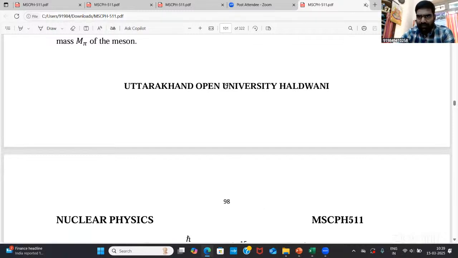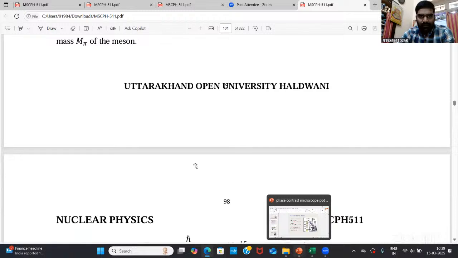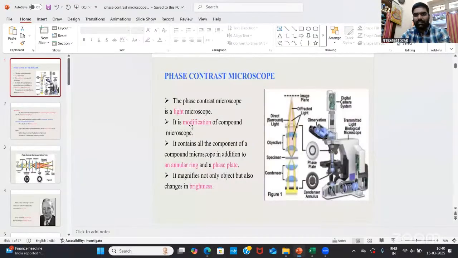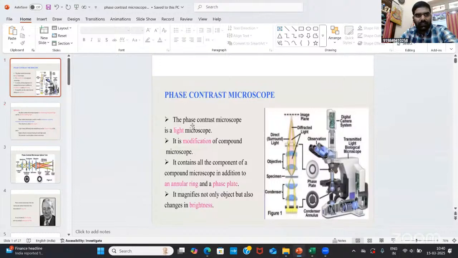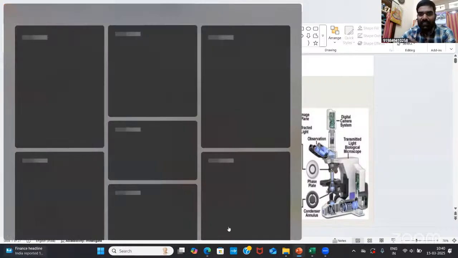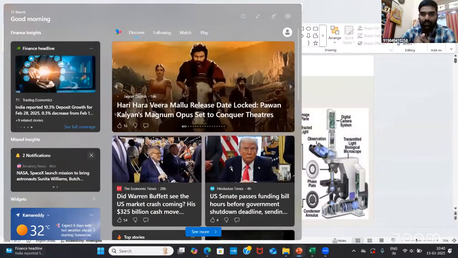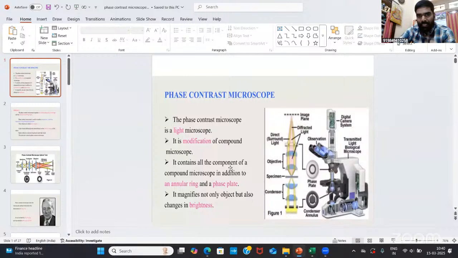We will discuss some techniques, starting with the phase contrast microscope. This is the fifth unit, I think, of your syllabus. We will try to explain some techniques about microscopes, that is the electron microscope, phase contrast microscope, scanning electron microscope, and also TEM, that is transmission electron microscope. We'll discuss those topics today.